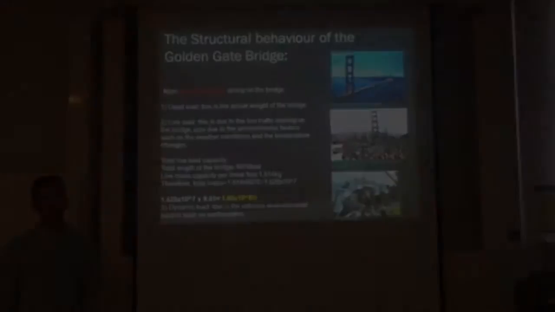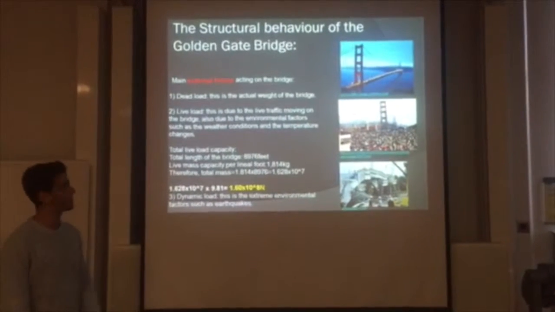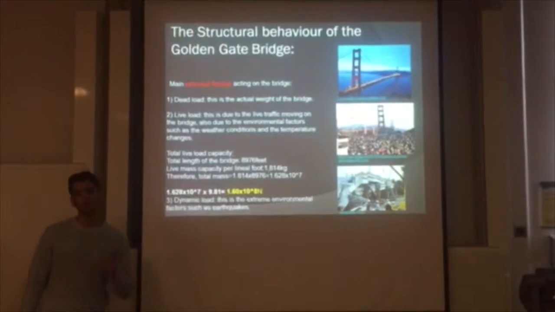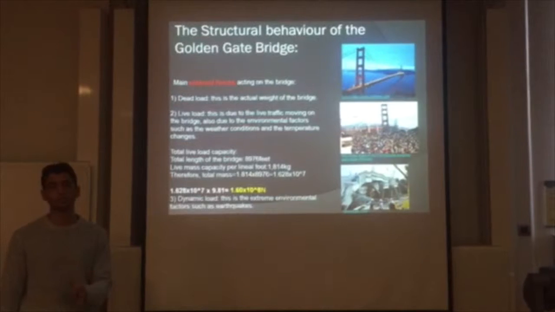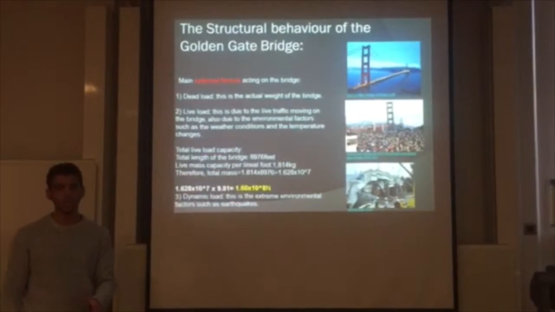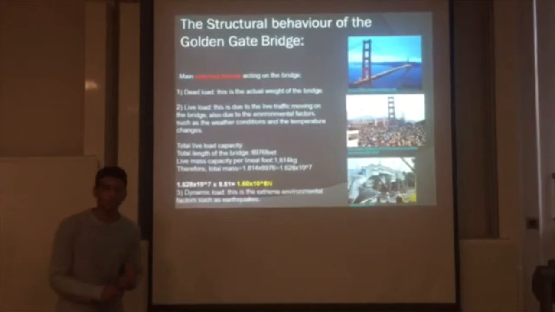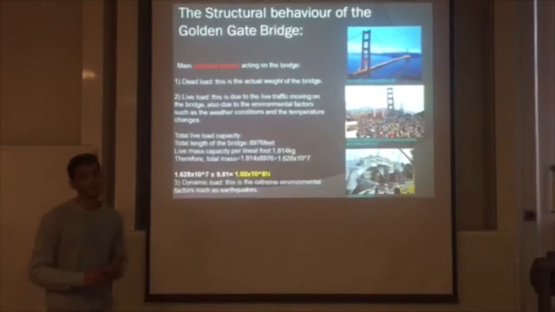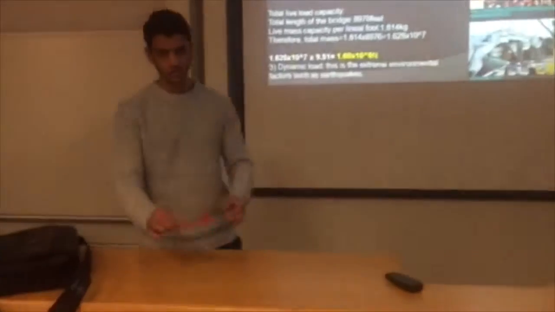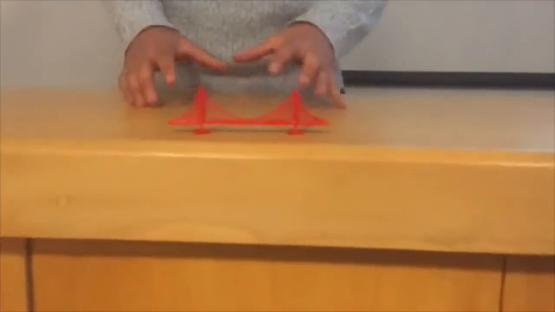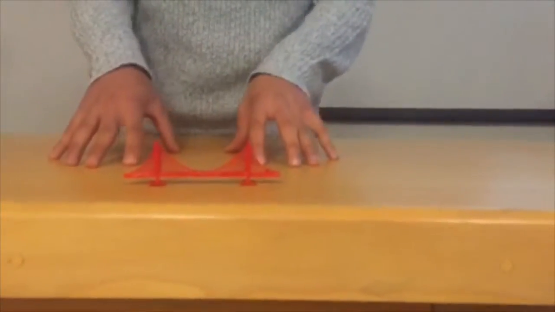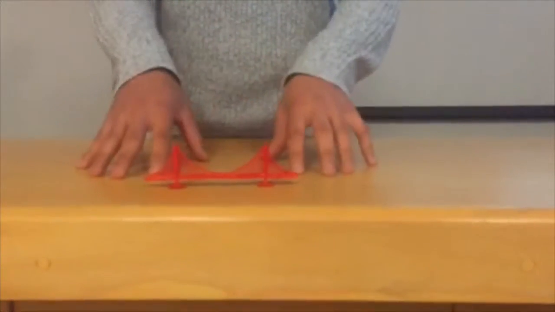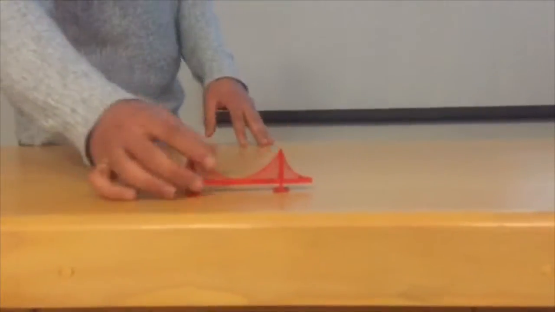So yeah. Now I'll be speaking about the structural behaviour of the Golden Gate Bridge. I'll be speaking about the main external forces on the bridge. We've got three types of loads: the dead load, the live load, and the dynamic load. So basically the dead load, as we can see here, is the bridge without anything on it, just the basic elements of the bridge and the self-weight of the bridge.